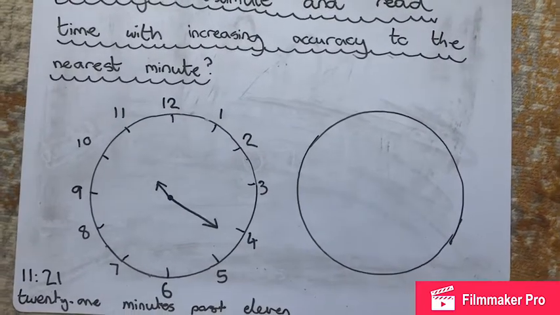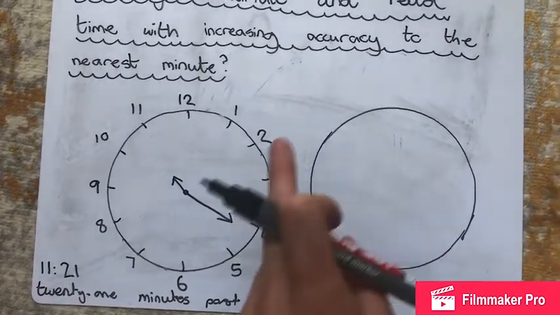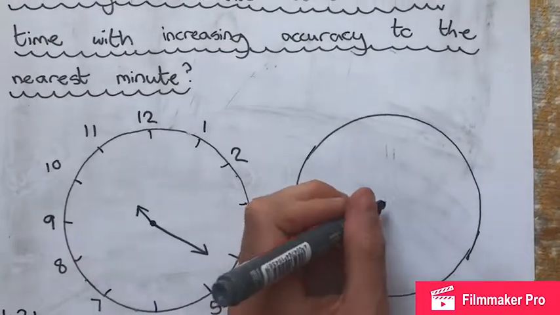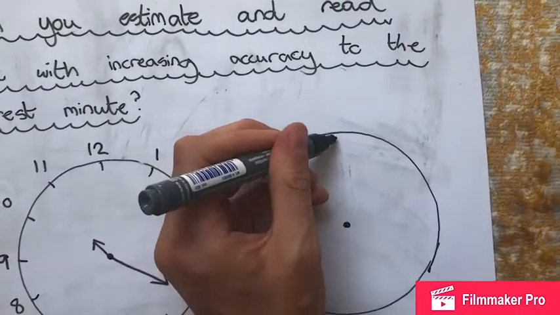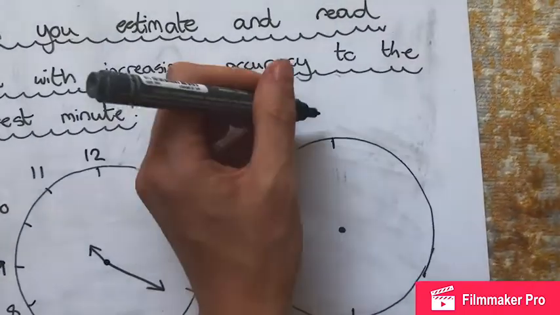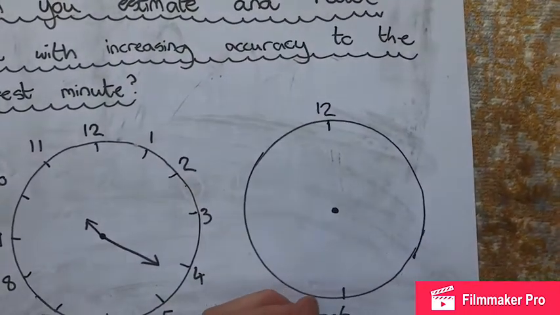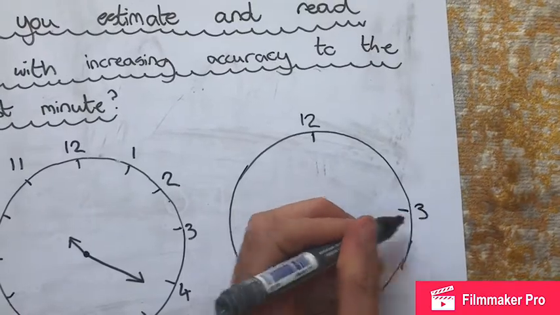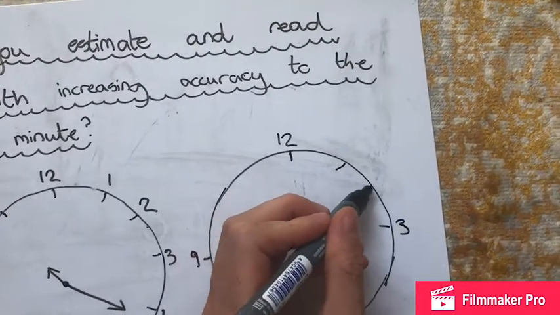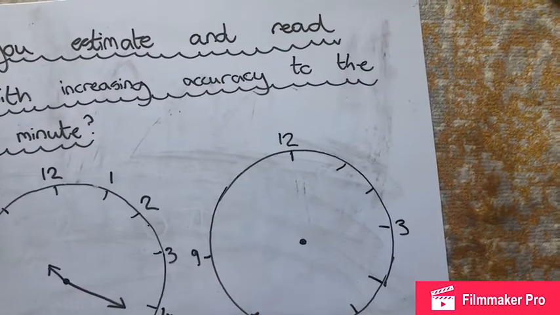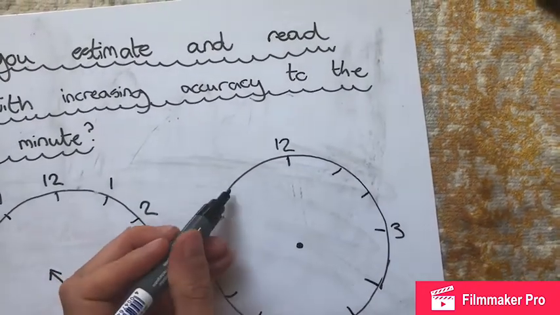So you can have a go at drawing your own clock faces then. If you've got something circular, go for it. If you haven't, you can just draw any old circle. So you'll have a little dot in the middle. Then I tend to do the 12 and the 6 first. And then I do the 3 and the 9, which makes it easier to fill in the gaps.